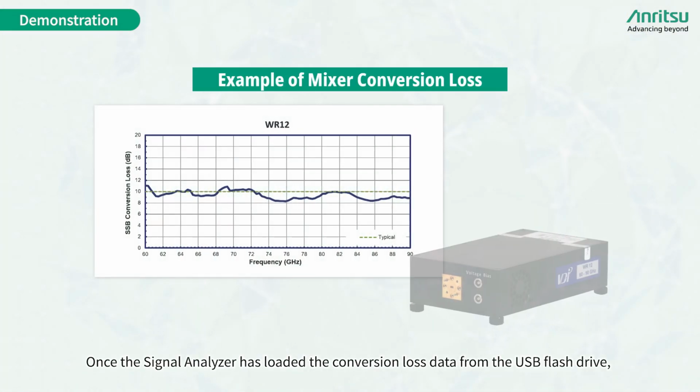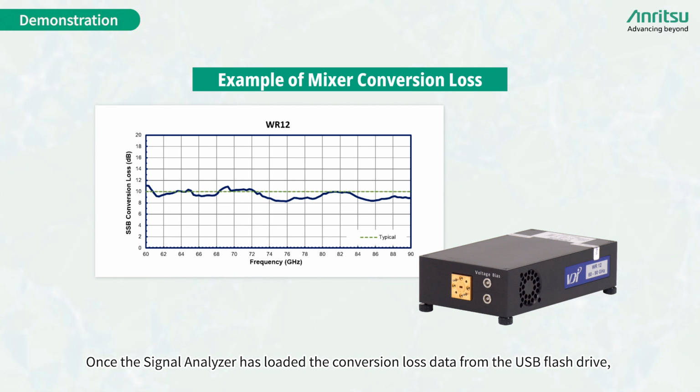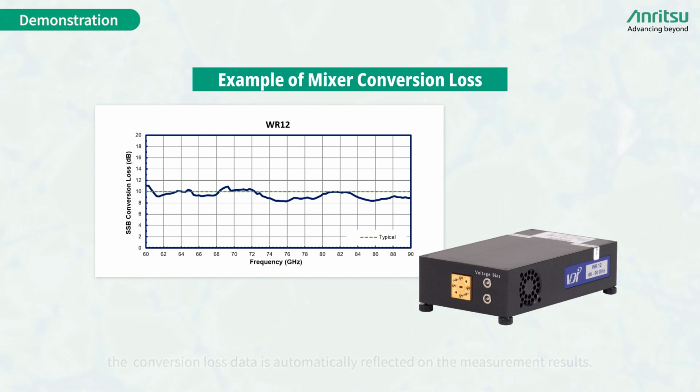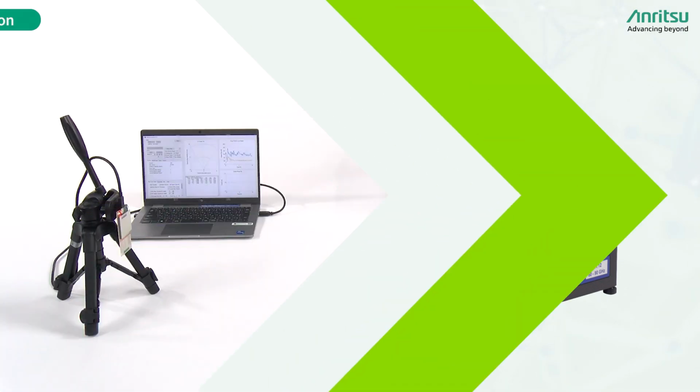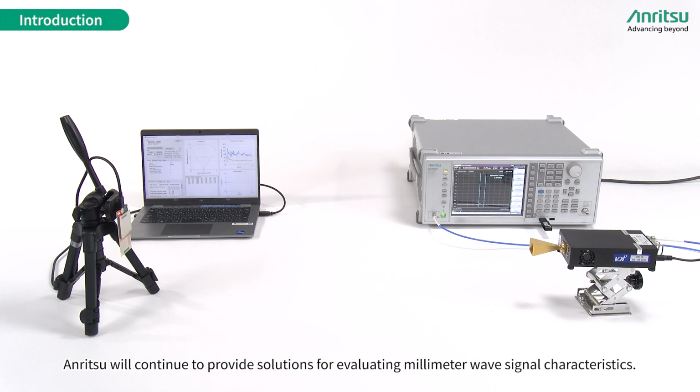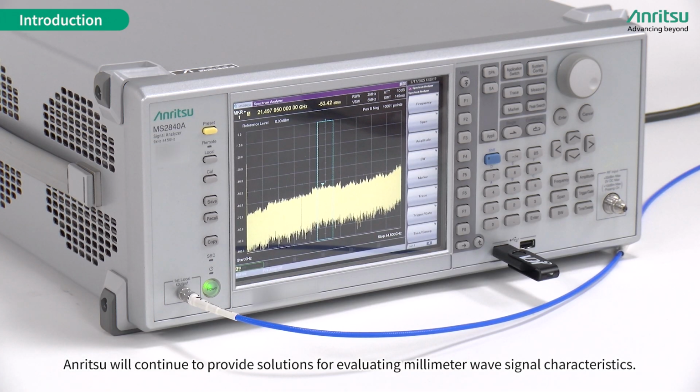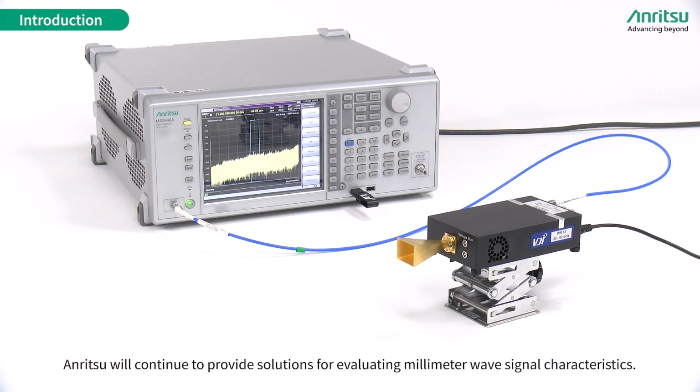Once the signal analyzer has loaded the conversion loss data from the USB flash drive, the conversion loss data is automatically reflected on the measurement results. Anritsu will continue to provide solutions for evaluating millimeter wave signal characteristics.